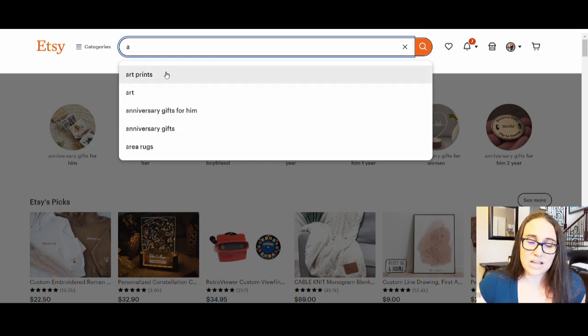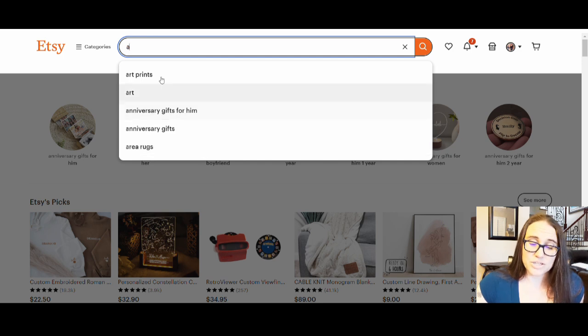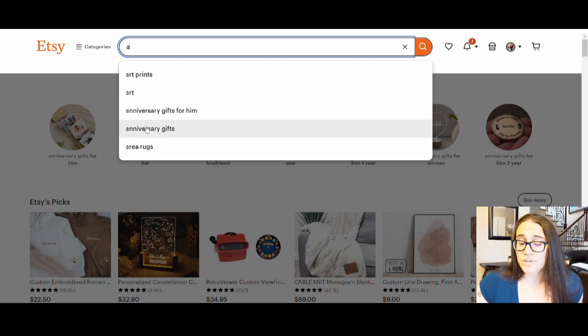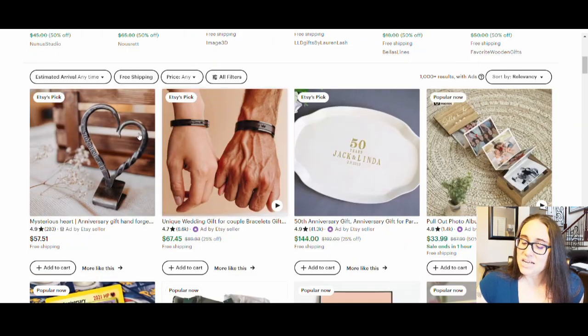So all I had to do is type in A, and what I have popping up is art prints, anniversary gifts for him, anniversary gifts, and area rugs. Those are the things popping up just with A. You can go with whichever one you want to look at. Let's say we want to look at anniversary gifts. It's going to show you, obviously, different anniversary gifts, and it'll give you ideas of what is up here.